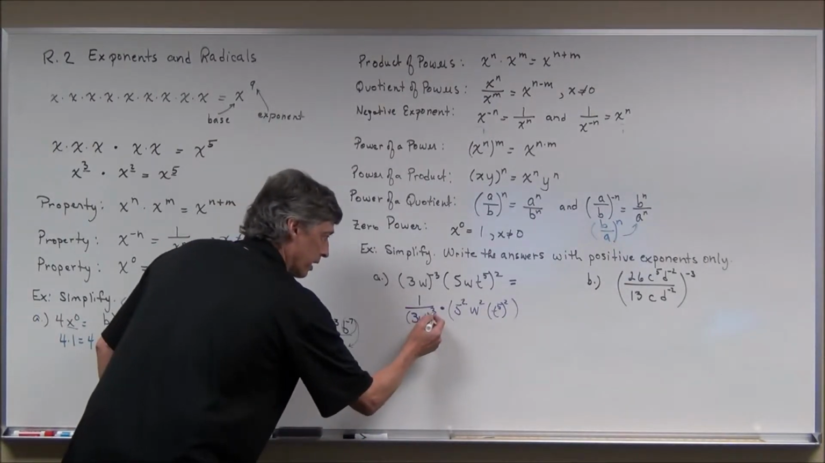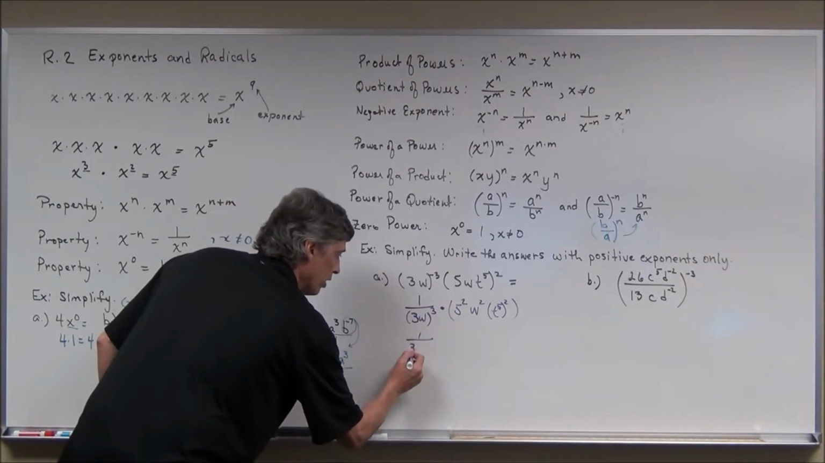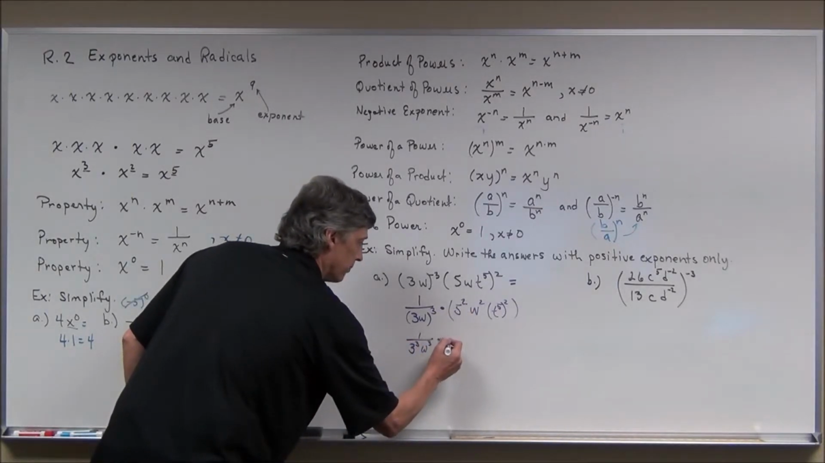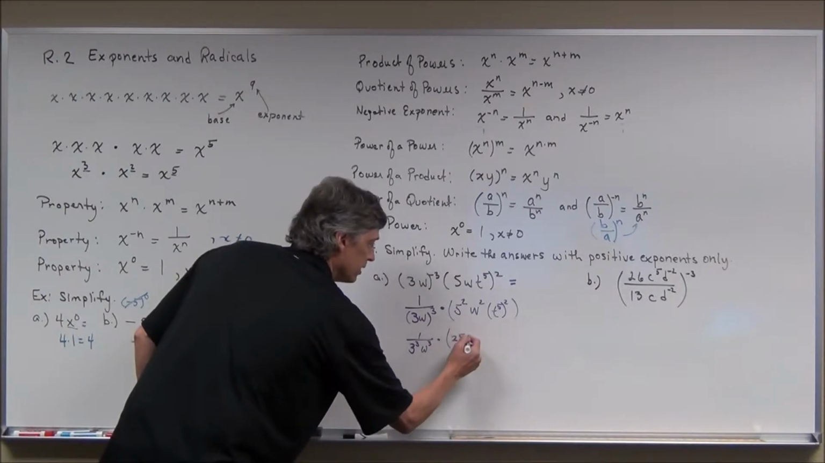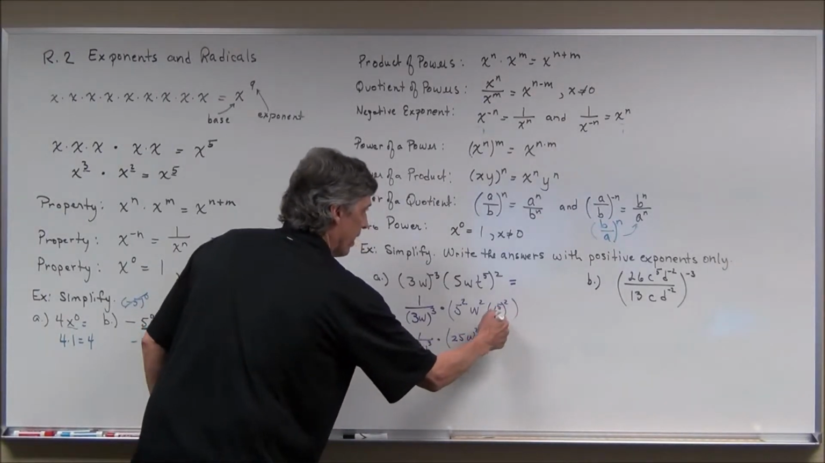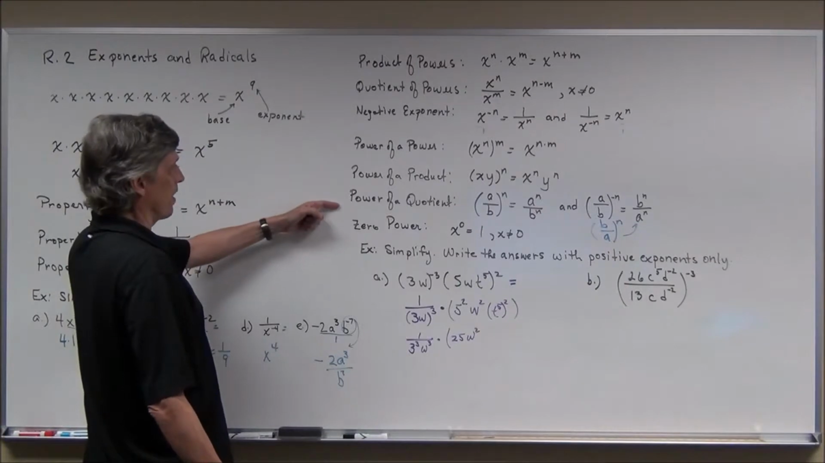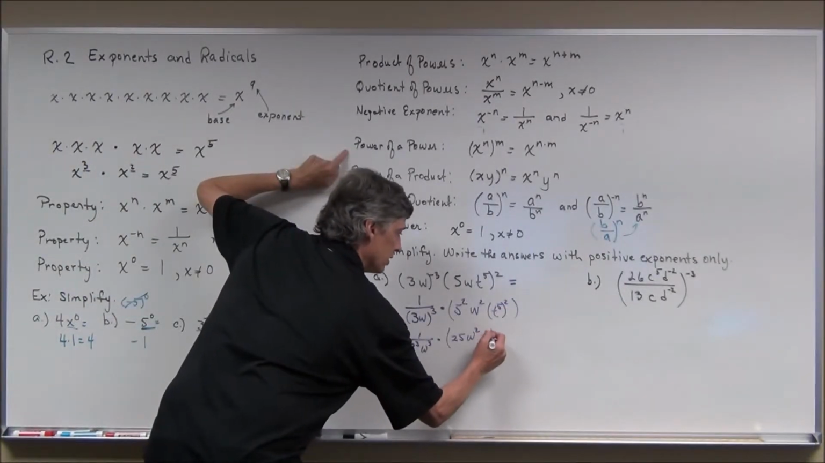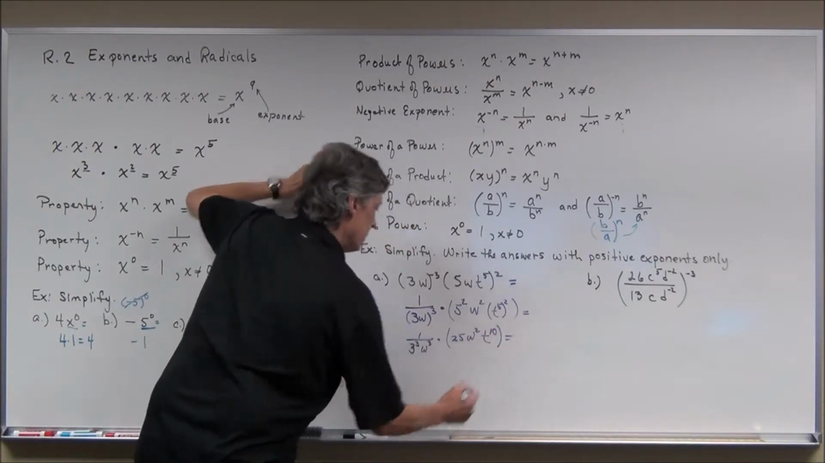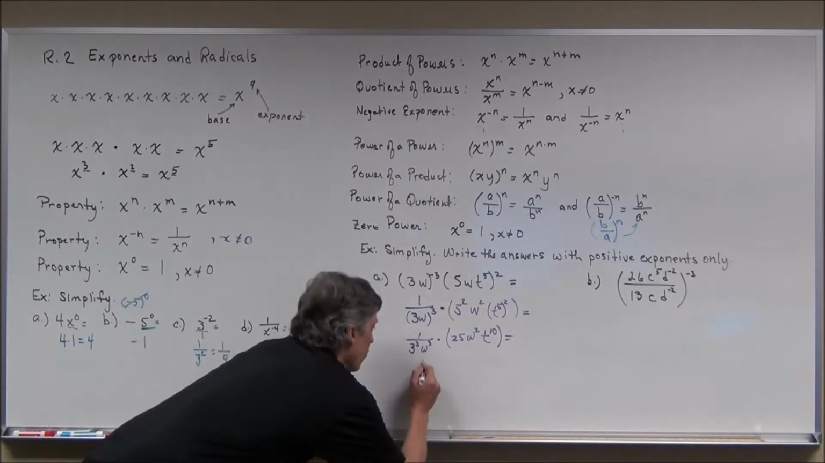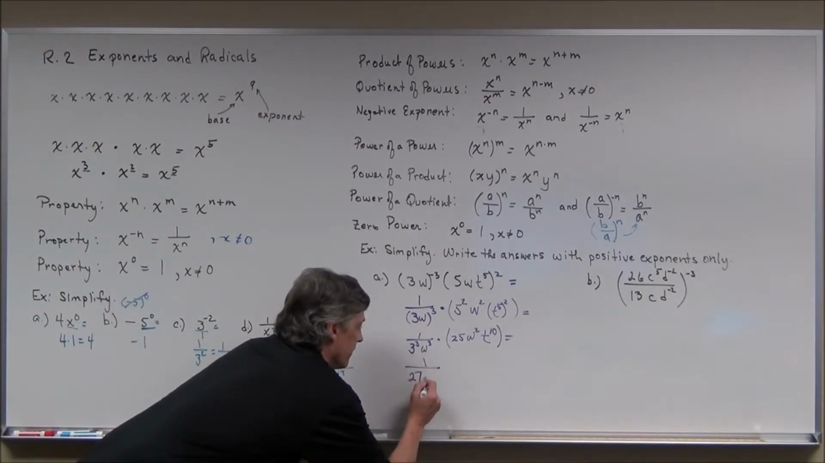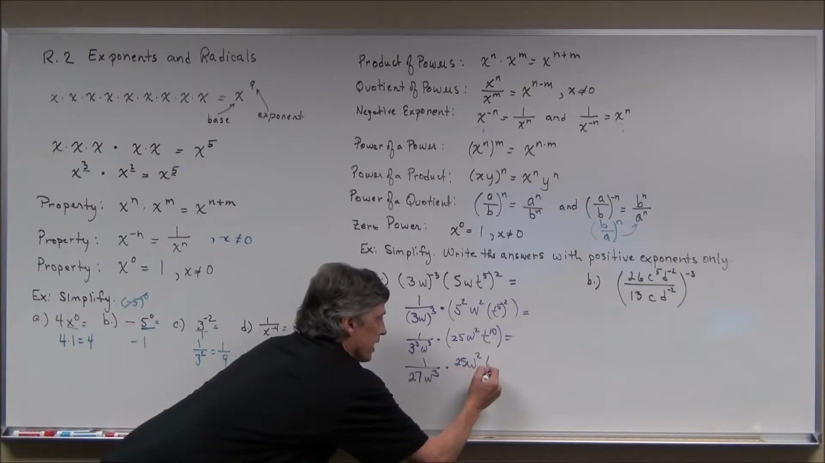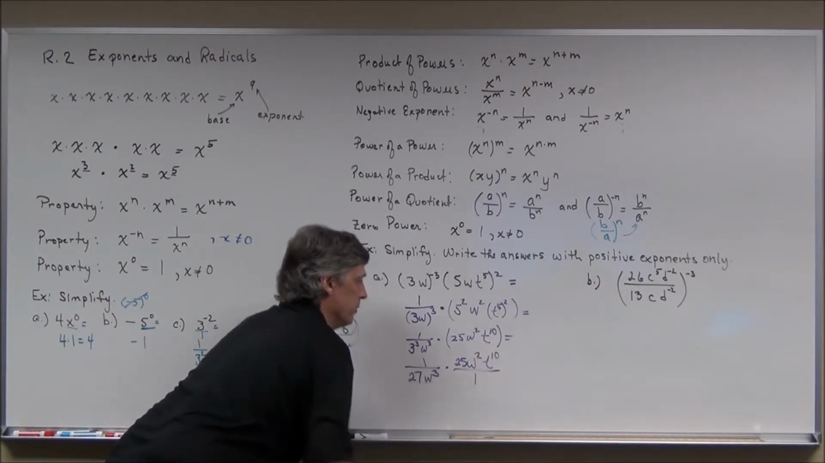So here's another product to a power. This is 1 over 3 to the 3rd, w to the 3rd, times 5 to the second power is 25. W to the second power, a power to a power. Where am I at? Power to a power. There it is. Multiply the exponents. This is t to the 10th. Now I'm going to write this as 1 over 27w to the 3rd times 25w to the 2nd t to the 10th all over 1.